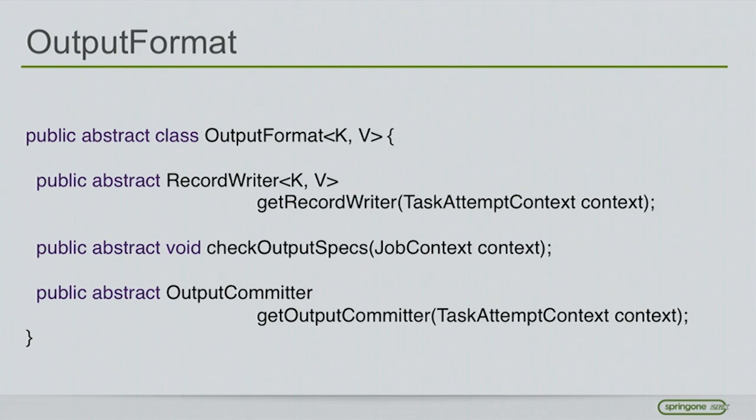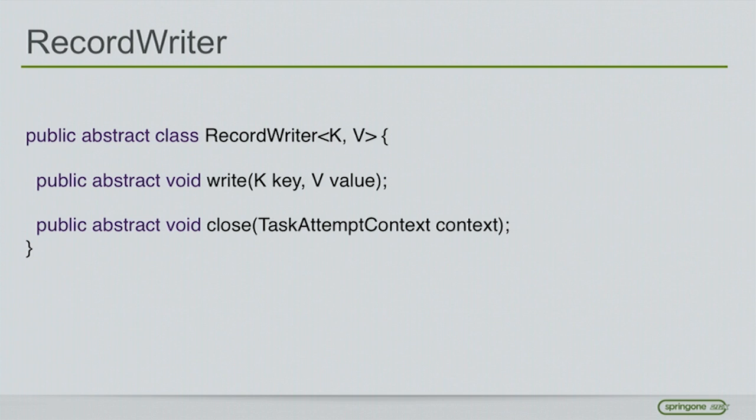Output format: get record writer, check output specs, which is just to make sure that you can run. Hadoop doesn't want to clobber its own output directory, so it will check that the output directory does not already exist. There's also an output committer, which you don't really need to worry about. Basically, if the task fails, it'll clean up anything that it wrote out already. And the record writer is a very simple abstract class: write out the key value and close the file.